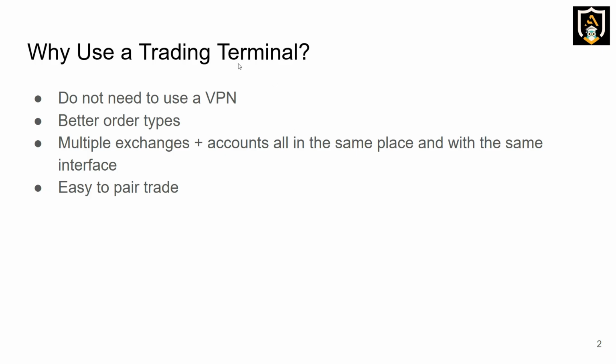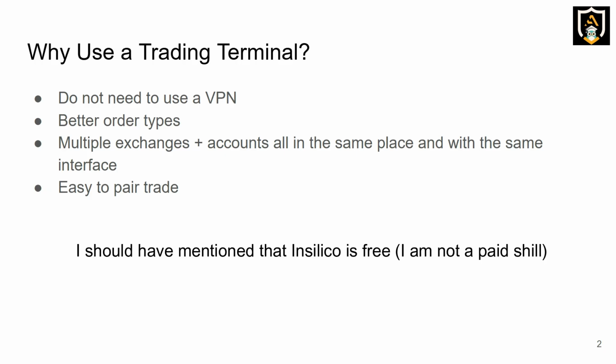I listed some very basic things here, like you don't need to use a VPN if you're using a trading terminal. A trading terminal is technically an API into your exchange, meaning it's a direct connection that interfaces with the exchange. So if you're using Bybit, Binance, whatever, and you're traveling in the US or Europe and you already have one of these accounts, you can just use the trading terminal and don't have to use a VPN, which slows down your computer significantly.